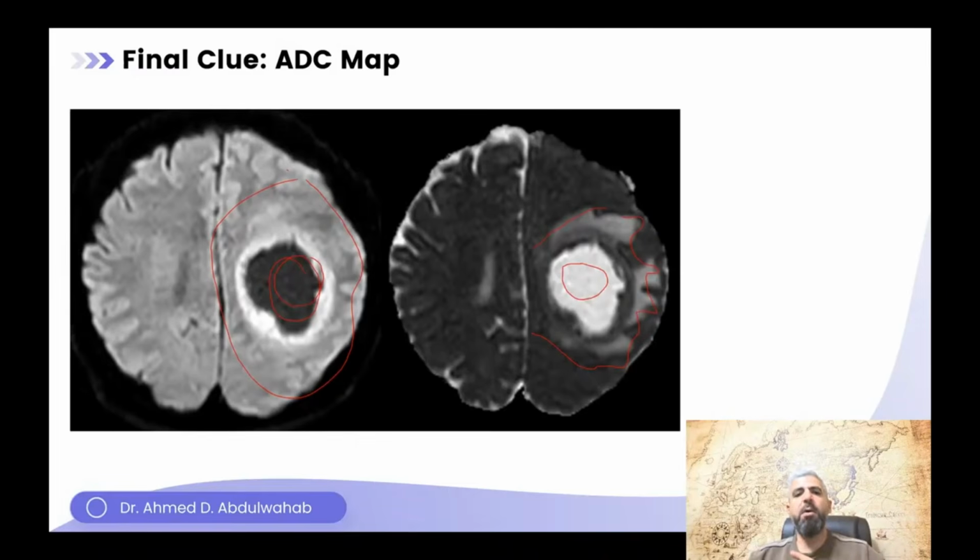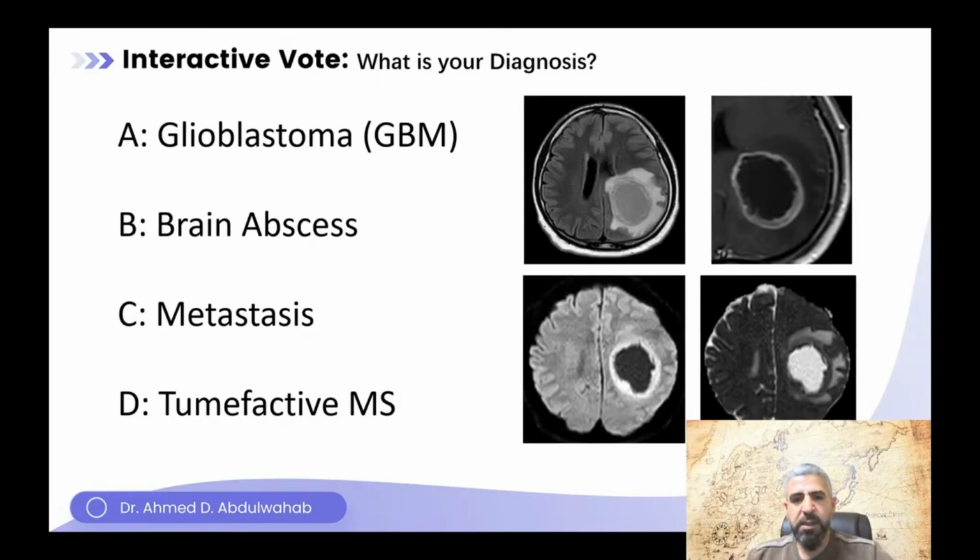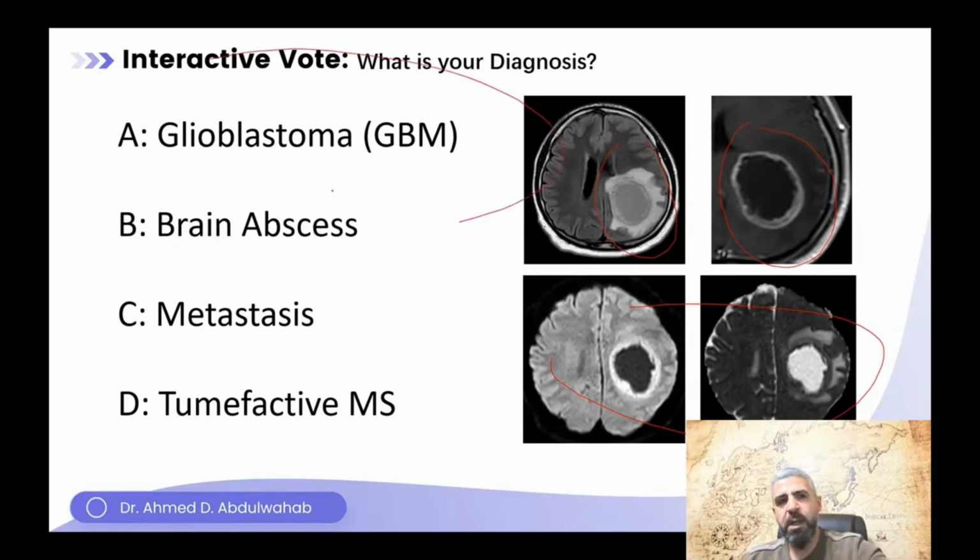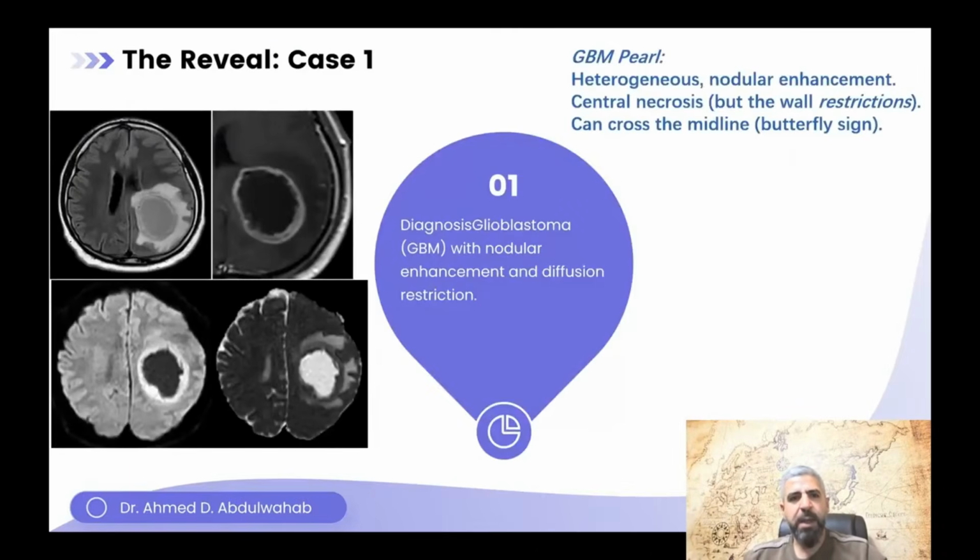Given all these findings, which one do you think it is? These are the findings. This is the FLAIR, this is the T1 post-contrast, and this is the ADC and the diffusion. Is this A, glioblastoma, B, brain abscess, C, metastasis, or D, tumefactive MS? This is a case of, of course, A, GBM, glioblastoma.